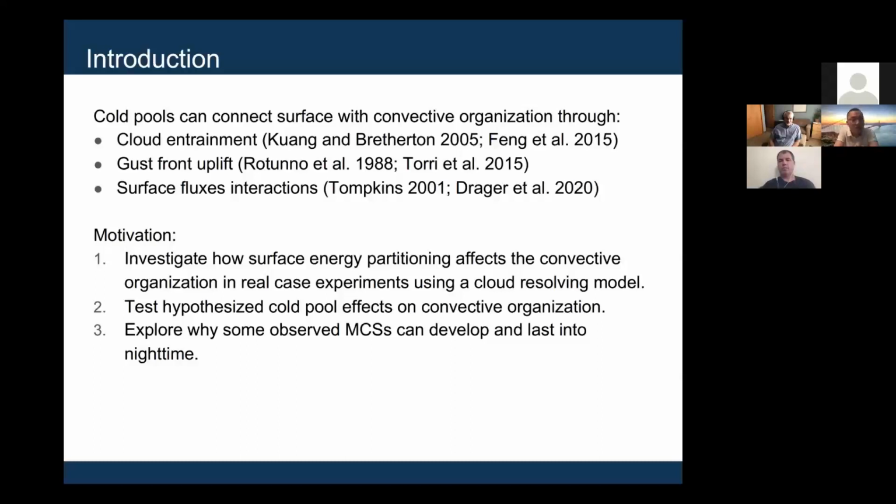Our motivation is to investigate how surface energy partitioning affects the convective organization in real case experiments using a cloud resolving model. We also want to test hypothesized cold pool effects on convective organization. Lastly, we want to explore why some observed MCSs can develop and last into nighttime.